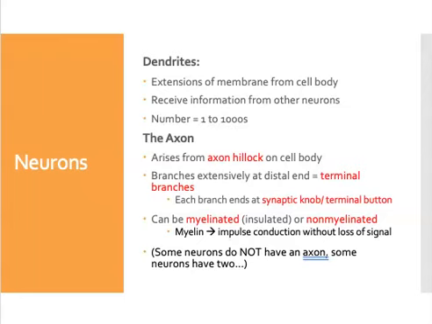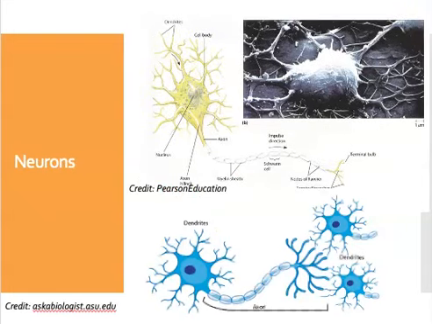Now, as I said a moment ago, there are neurons that have as few as one dendrite. There are some neurons that don't have an axon, but most of them do. On this slide, we're looking at drawings of axons and dendrites on individual neurons, and we're looking at an image that was taken underneath an electron microscope.